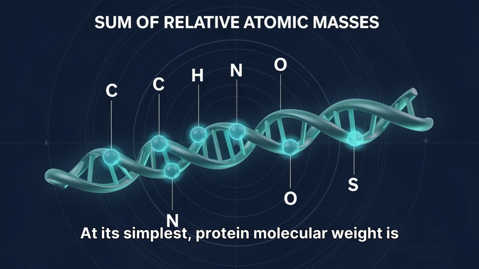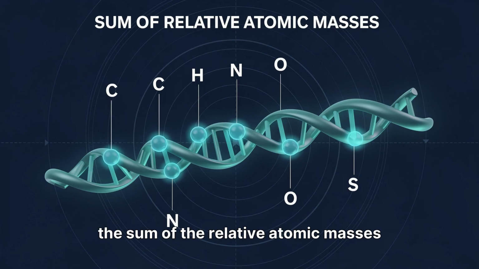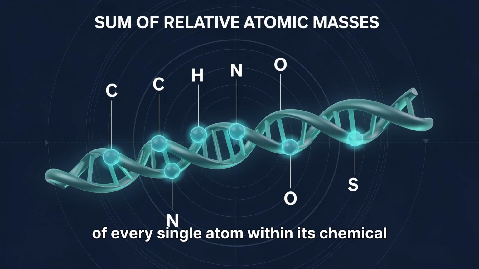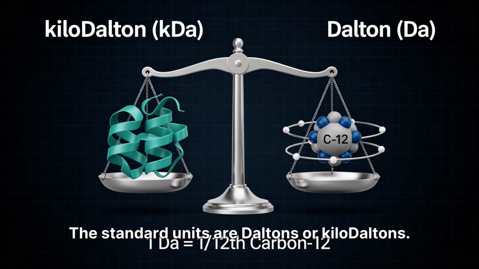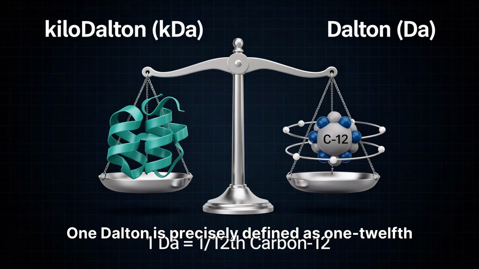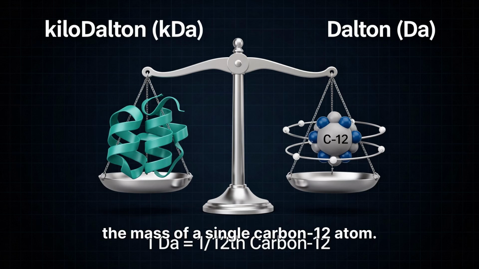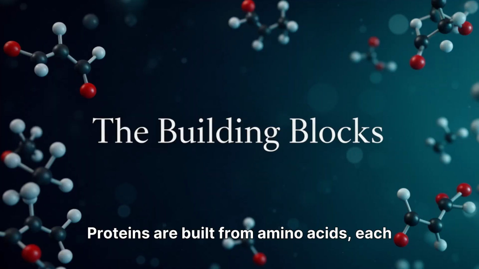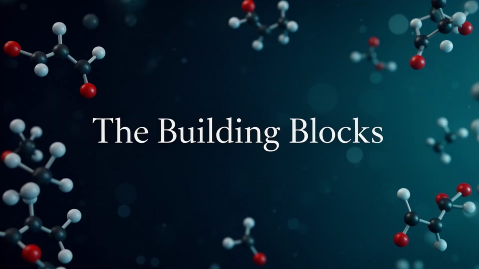At its simplest, protein molecular weight is the sum of the relative atomic masses of every single atom within its chemical formula. The standard units are daltons or kilodaltons. 1 dalton is precisely defined as 1/12 the mass of a single carbon-12 atom. Proteins are built from amino acids, each contributing its own unique weight to the final structure.